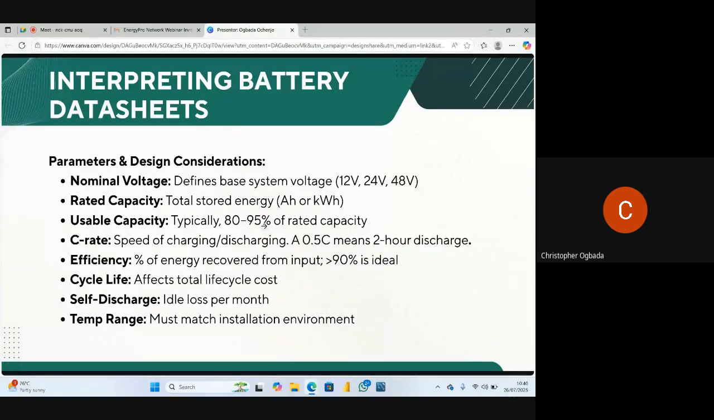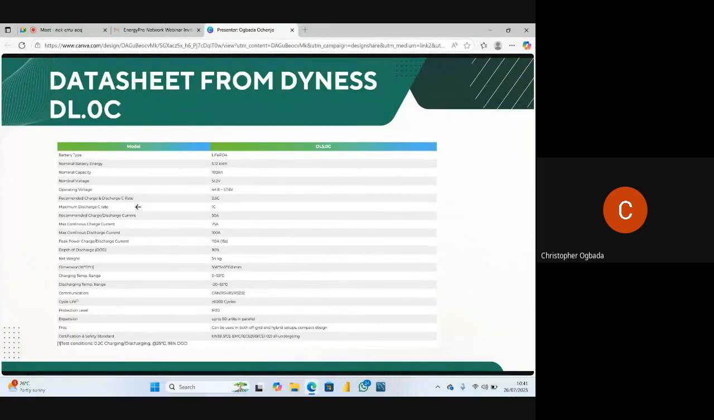So this is interpreting battery data sheets. It's also the same. Your battery is 12 volt, 48 volt, like that. Then there are low voltage and high voltage lithium ion batteries. Those high voltage ones are the ones you can connect in series. The low voltage ones cannot be connected in series. If you make the mistake of connecting these low voltage batteries in series, there will be an explosion. So please, let's take note.